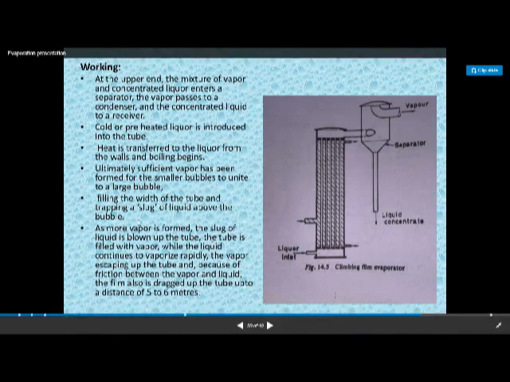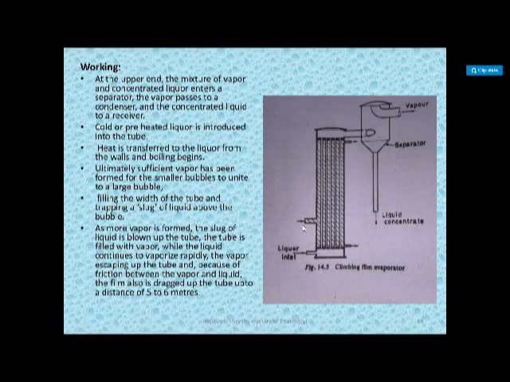The big bubble is also called a slug. When the large bubble forms, it is called a slug, and that slug is going to be blown up, and there will be formation of a film. In this way the liquid is going to climb a distance of 5 to 6 meters. You can imagine that 5 to 6 meter distance is covered only because of the formation of the bubbles and the slugs. So this is the working of the climbing film evaporator.